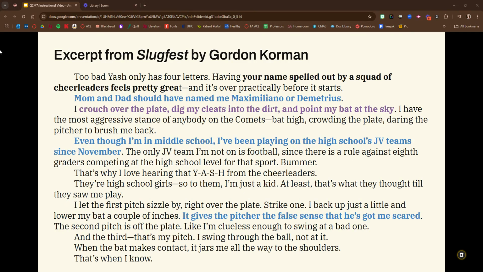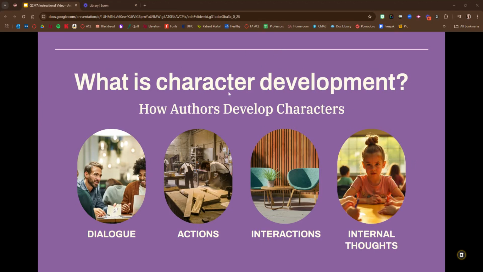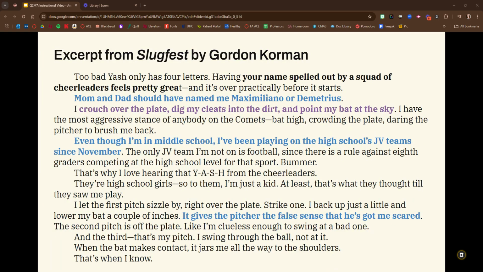Okay, so what is the author doing to help develop this character, Yash? So we saw that characters are developed through their dialogue, actions, interactions, and internal thoughts. So let's look at how this can show up. So dialogue, Yash doesn't actually speak directly in the excerpt, but there are people talking around him. So in bold, we see that the cheerleaders were spelling his name.